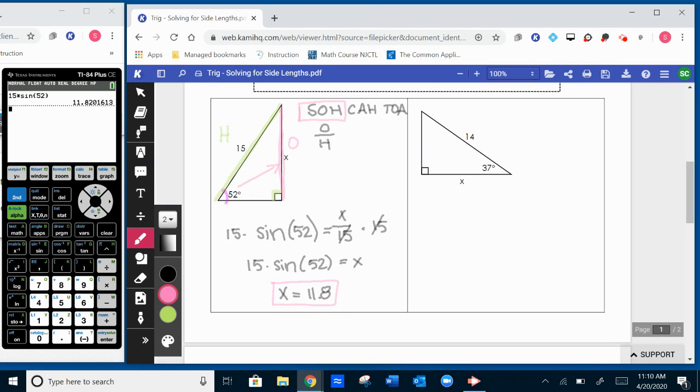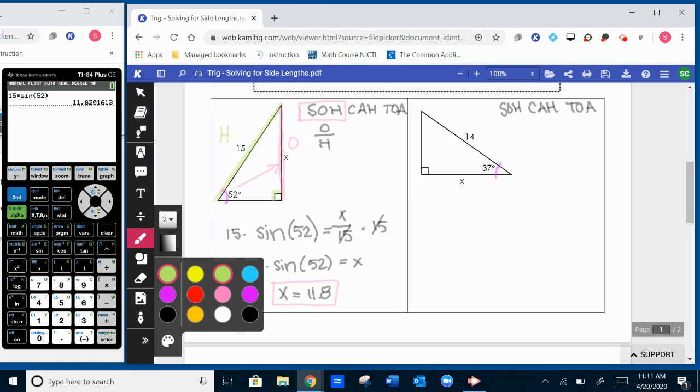So now for the next one, remember the first thing that we are always going to do is write out SOHCAHTOA. Then we can look to our reference angle, which is 37 degrees. And now I'll mark up my sides. So I see something across from the right angle. So we are working with a hypotenuse.